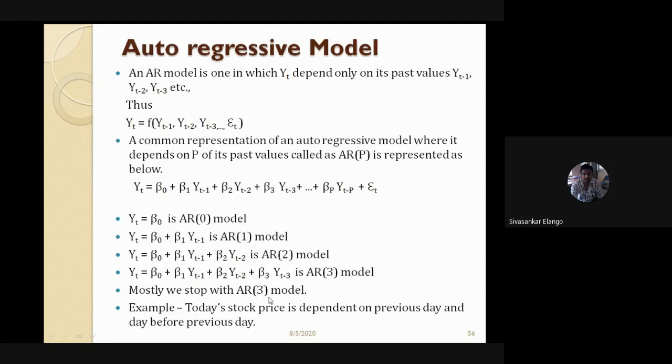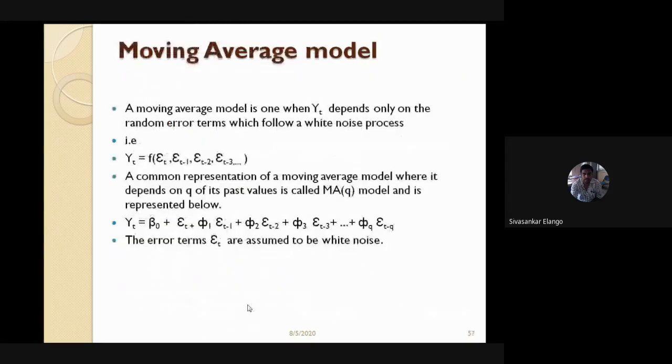So mostly we stop with the AR3 model, since we assume that the stock price is dependent on the previous day and the day before the previous day. So we assume that the maximum level is going to be 3. In autoregression we start with a maximum of 3 levels, and this is known as the autoregressive model. And the moving averages model we have seen in the first slide.